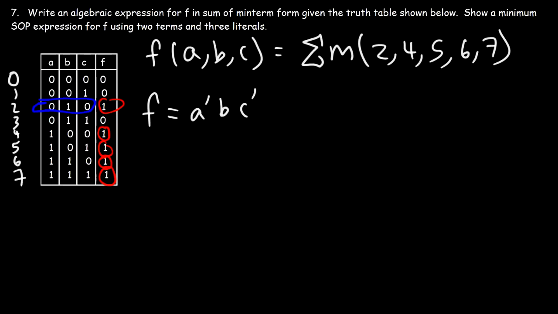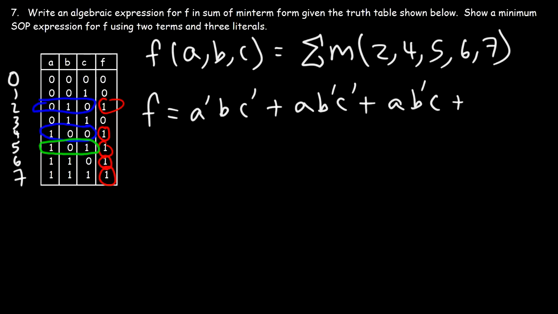Now the next time we get a 1 is when the inputs are 1, 0, 0. Because we have a 1 for A, we're just going to write A. B and C are 0, so we're going to write the complements of B and C. Next, we have the inputs 1, 0, 1. A is 1, so we're going to write just A. B is 0, so let's write the complement of that, and C is 1.